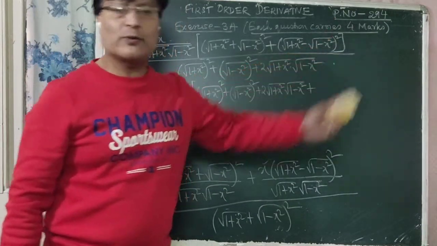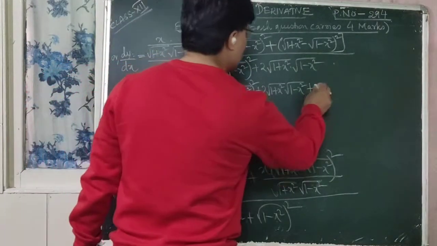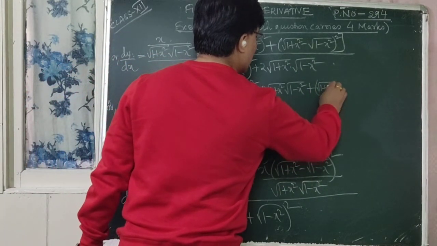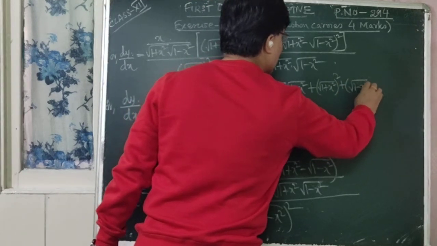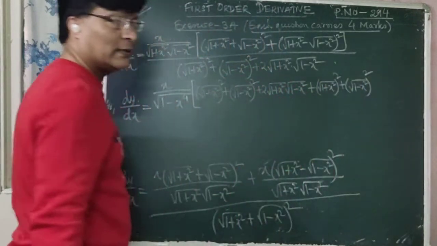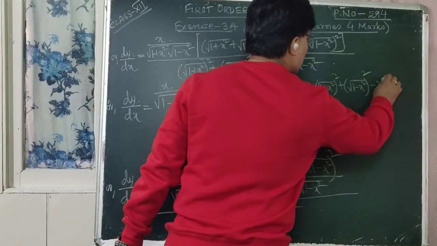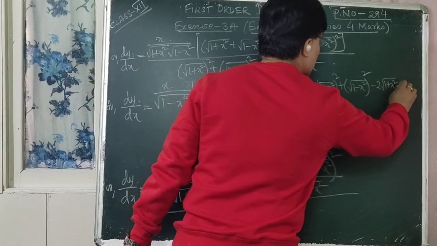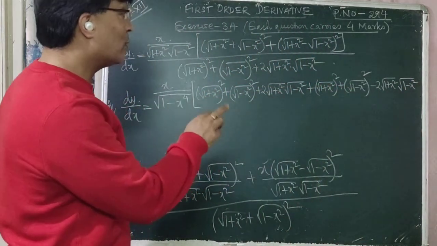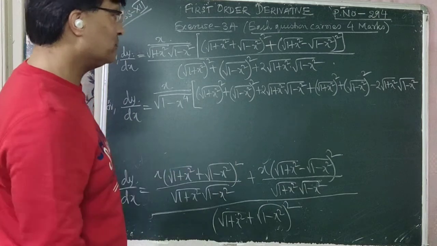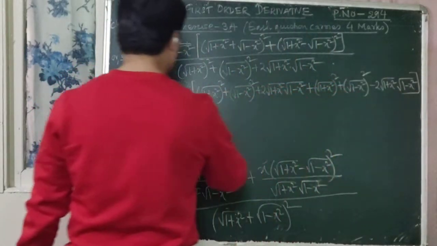Again, a minus b whole square. What is the formula? A square plus b square minus twice ab. What is a whole square? Root over 1 plus x square whole square plus b square, which is 1 minus x square whole square. A square plus b square minus 2ab. What is minus 2ab? Minus 2 root over 1 plus x square into root over 1 minus x square. Okay, so the third bracket is closed.